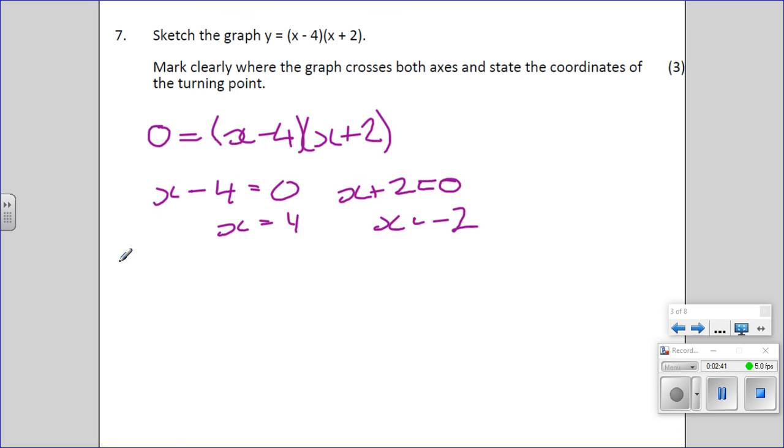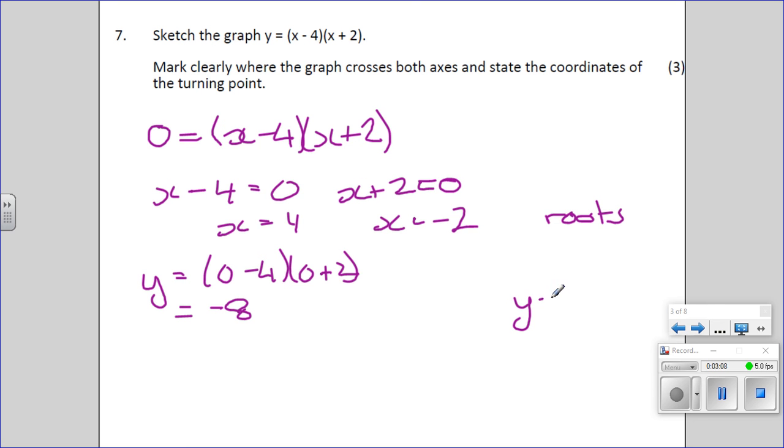So the next thing I want to know is where it crosses the y-axis, and that happens when x is 0. So y is equal to (0 minus 4)(0 plus 2). Well, 0 minus 4 is negative 4, 0 plus 2 is 2, negative 4 times 2 is negative 8. So that's where we're crossing the y-axis. So that's your y-intercept. So there's your root. This is your y-intercept.